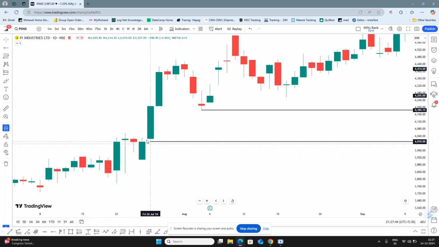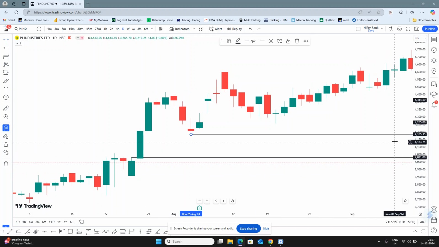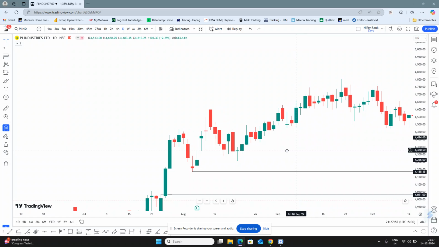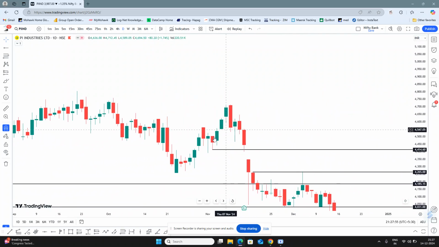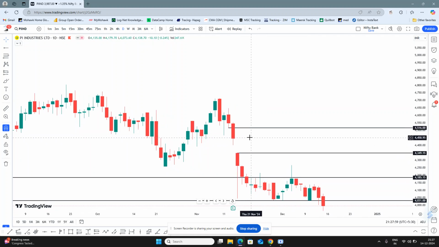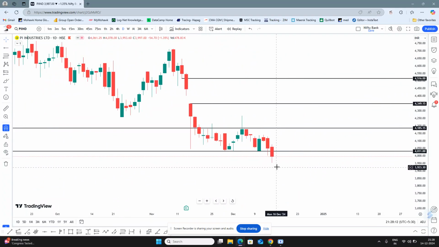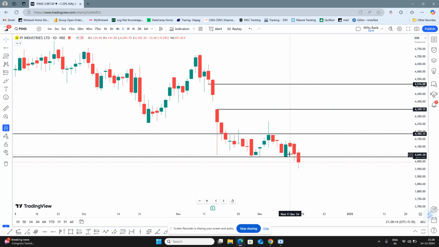This zone has become this, 4031 to 4185, right? And this zone has become this to this, right? So whenever it will come here, we will find a shorting opportunity. But whenever it is here, we will think of buying this, right? Now let's try to find the opportunity.